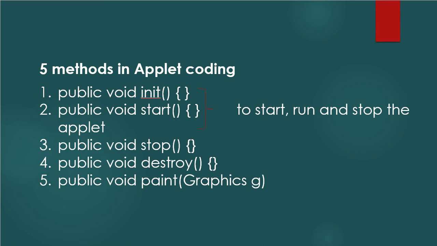Okay, so let's see the 5 methods of applet coding. These are the 5 methods available in the applet class: init method, start method, stop, destroy, and paint method. The init method is responsible for initializing and creating the applet. The start method is responsible for putting the applet under execution. The stop method is used for taking the applet out of execution and suspending its execution. The destroy method will take the applet out of the memory, and the paint method is used for any kind of display that has to be done via the applet. So these are the 5 methods.